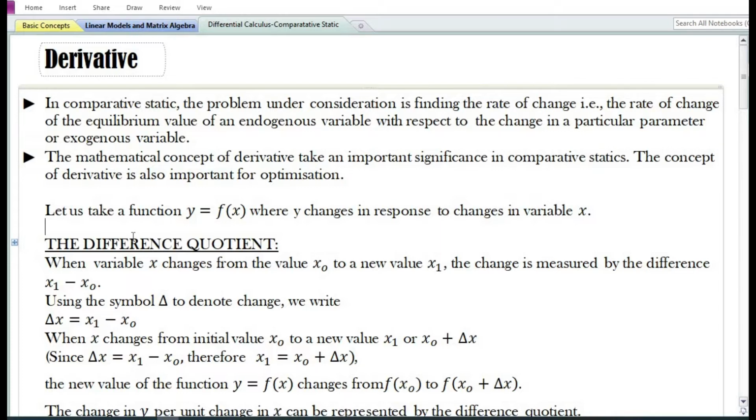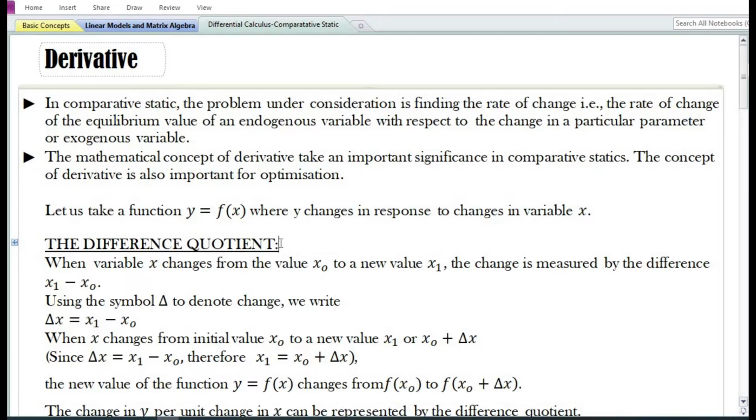The concept of derivative is also important for optimization, that is, for finding the maximum value or minimum value of a given function. Let us take a function y is equal to f of x, that is, y is a function of x. Here y changes in response to changes in the variable x, that is, y is a dependent variable and x is an independent variable.